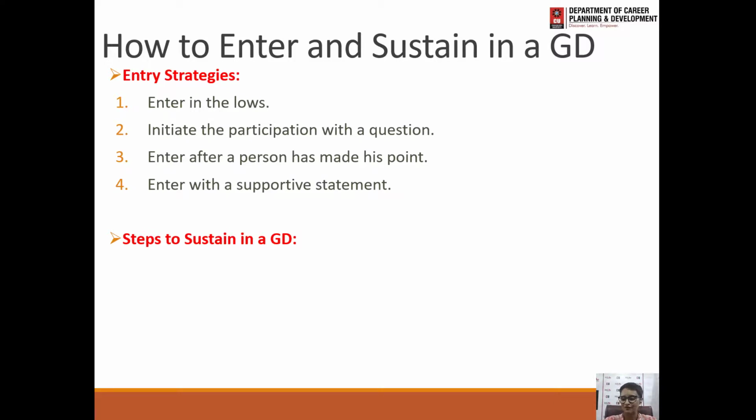How will you sustain? Now, you have made the entry in a fantastic manner, either by using a question concept or by adding a supportive statement. Now, how will you ensure that you will sustain in a GD? Make eye contact and gestures.